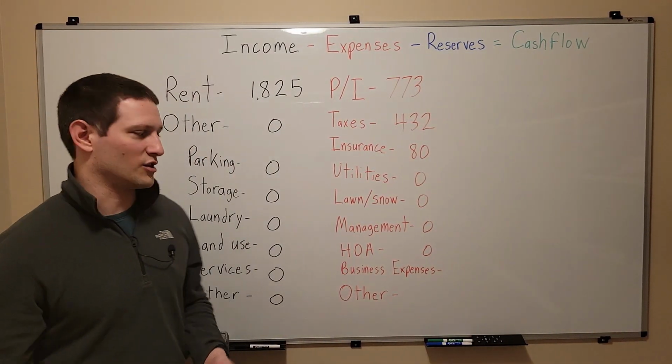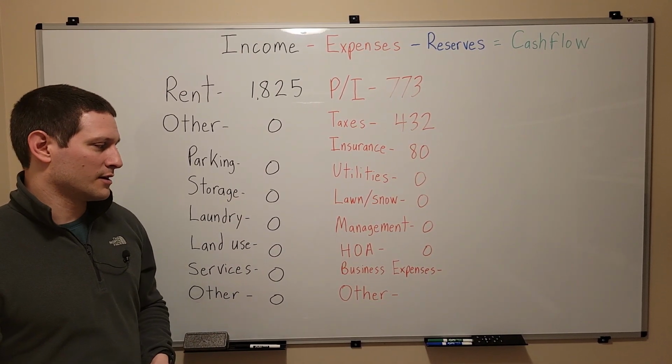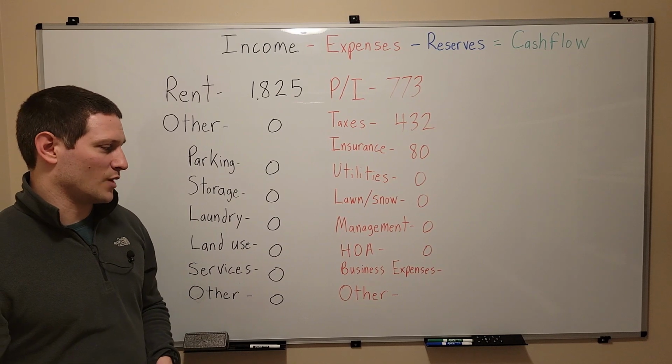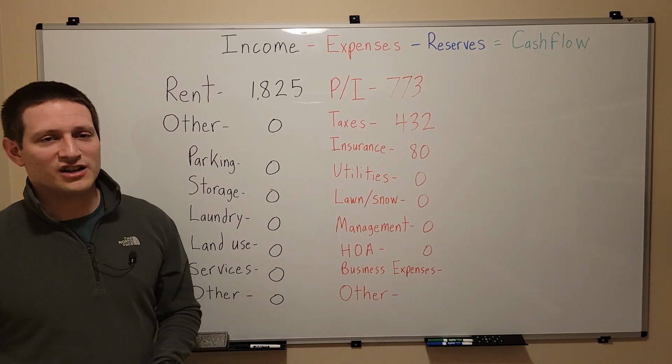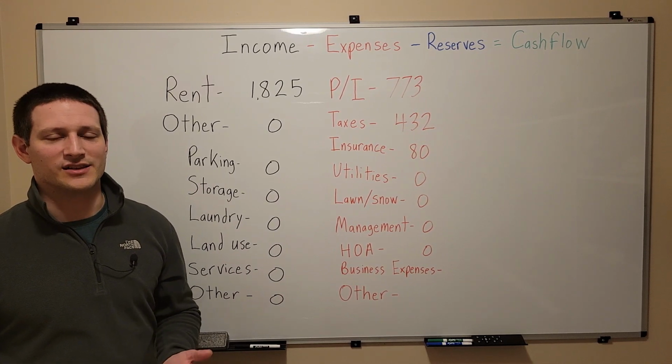Make sure you know the things that are associated with that, the things that they can charge you for, how they would go about changing the rules. So just be smart if you're in an HOA. And then the last thing I have here is business expenses. So if you're like us and you're managing it yourself, you likely have expenses associated with that.